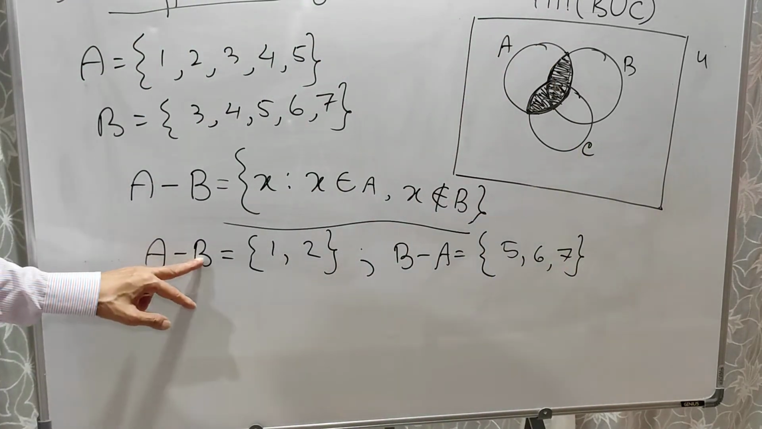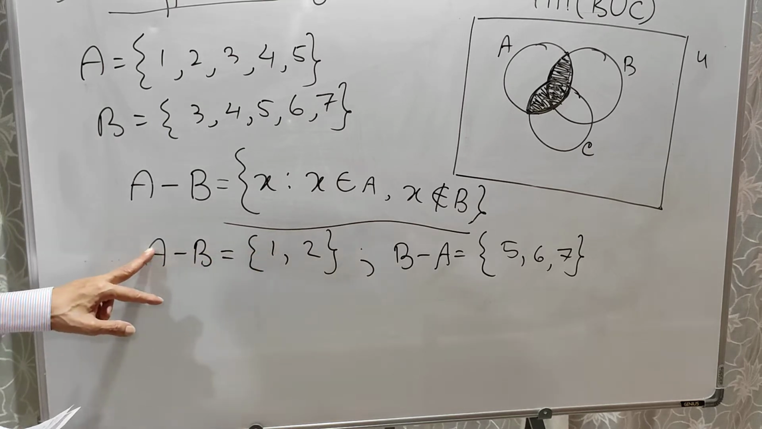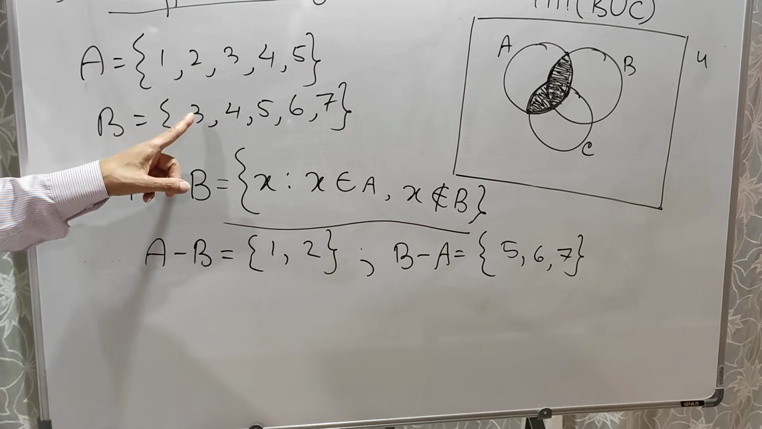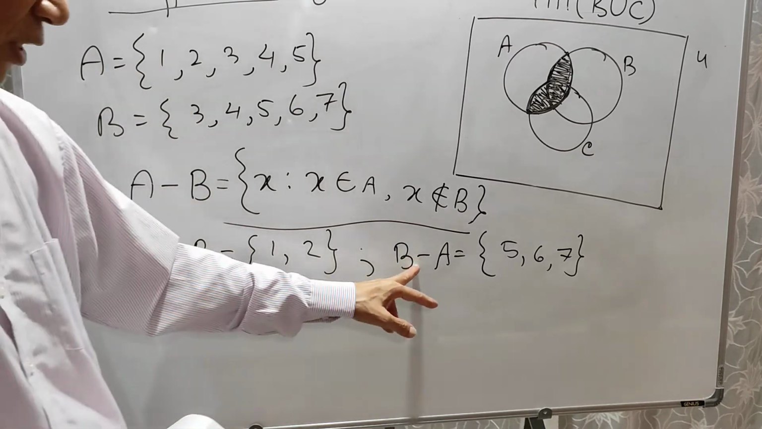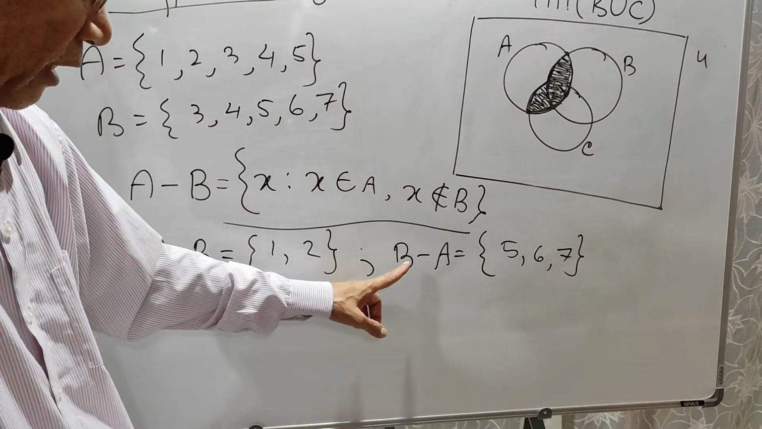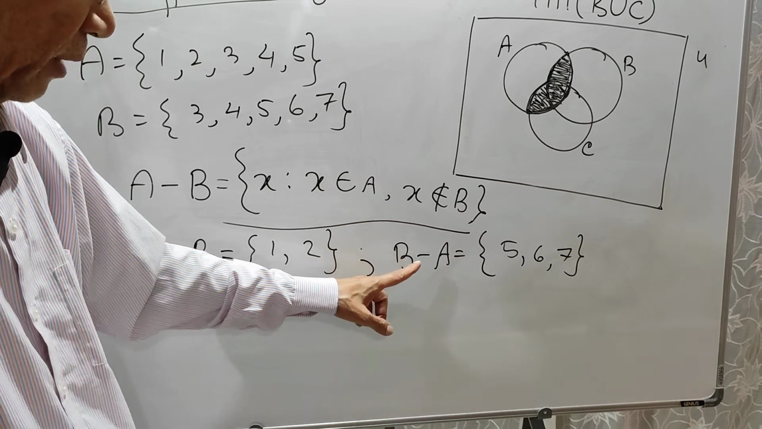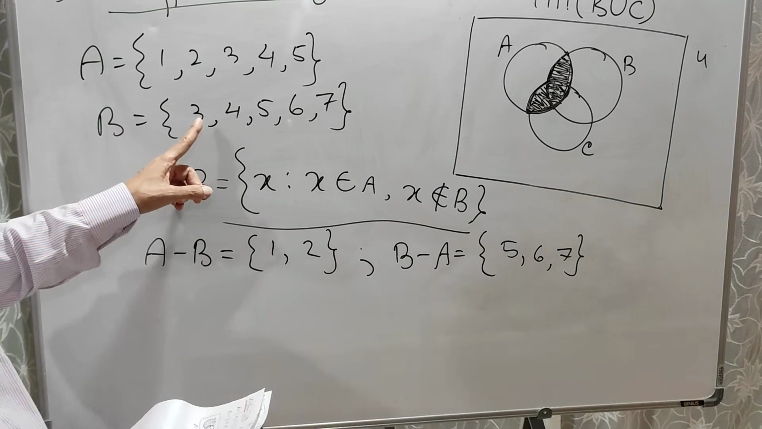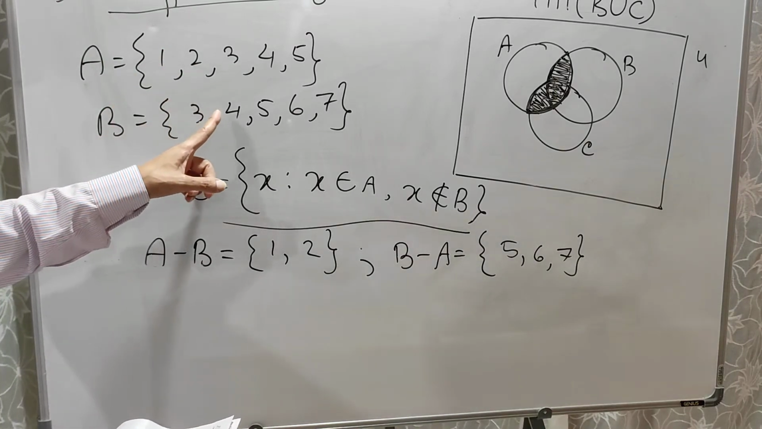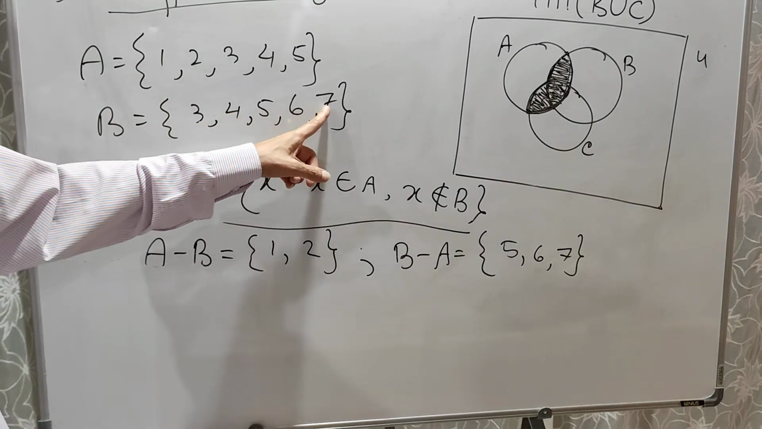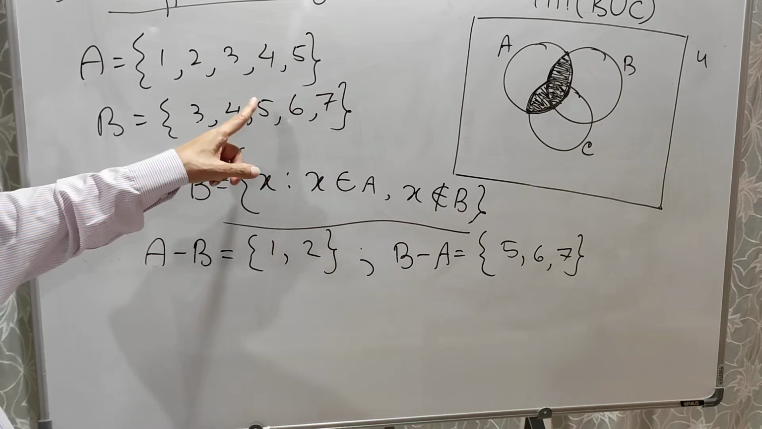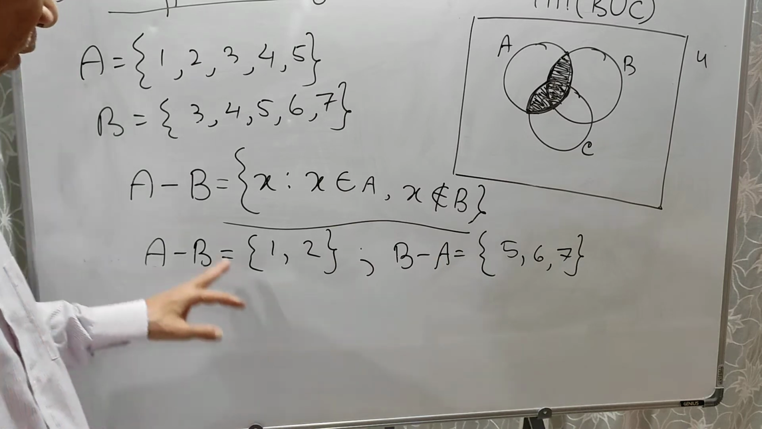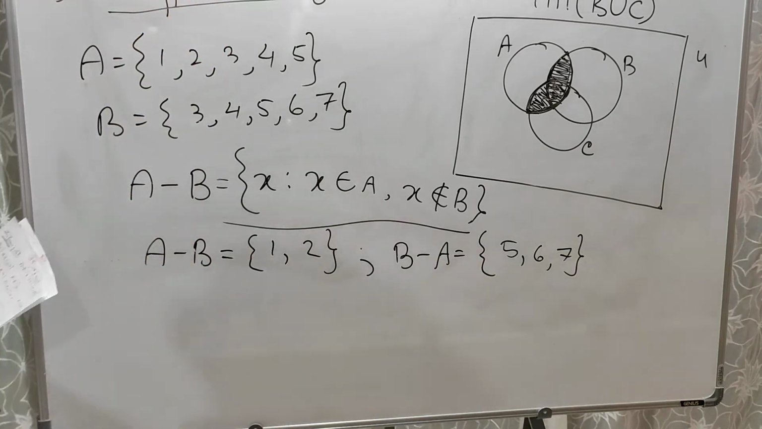So A minus B is a set of elements belonging to A and not belonging to B, that is 1 and 2. Then B minus A is a set containing elements present in B but absent in A. That means what? 5, 6, 7, isn't it? 3, 4 are in A. Yes, so this is the difference of sets.